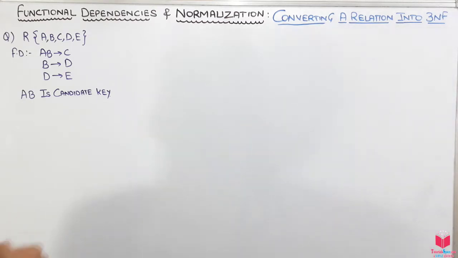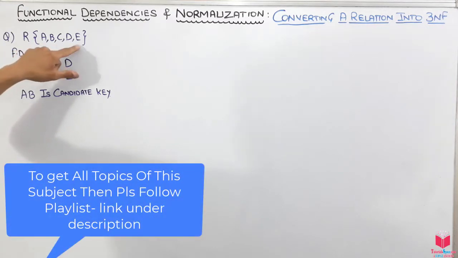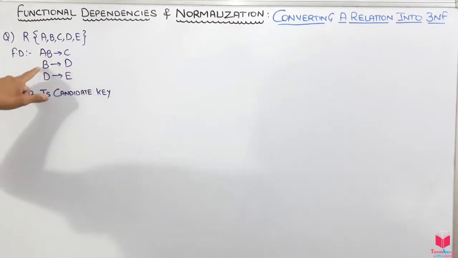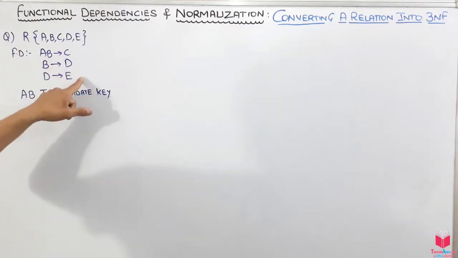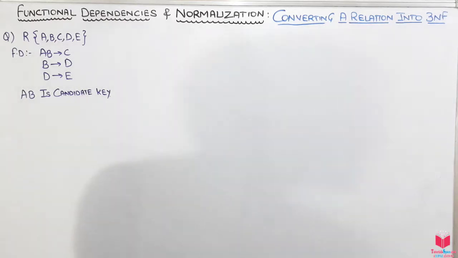There is an example. Sometimes this kind of question comes if we have to convert a relation into 3NF form. In the question we are given a relation R which has 5 attributes, that is A, B, C, D, E, and the functional dependencies: from A, B we can find C, from B to D, then D to E. It is also given that A, B is the candidate key of this table. So we have to convert that table into a 3NF form.